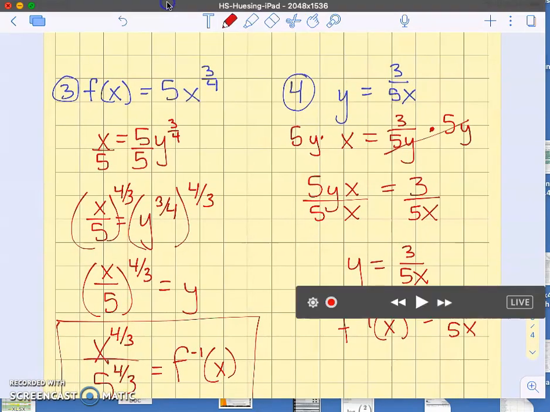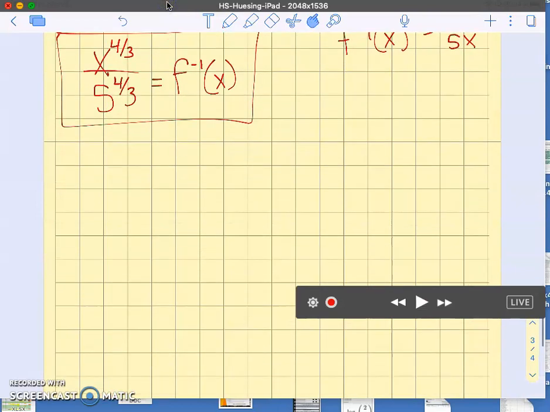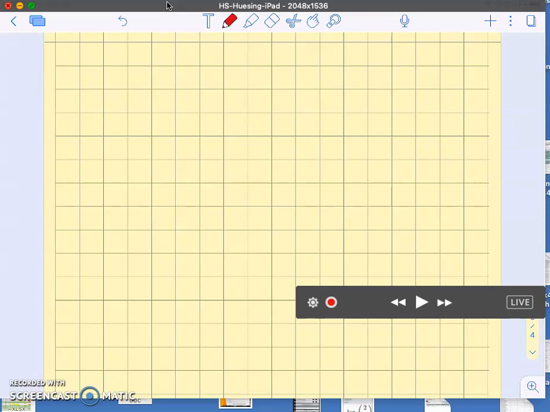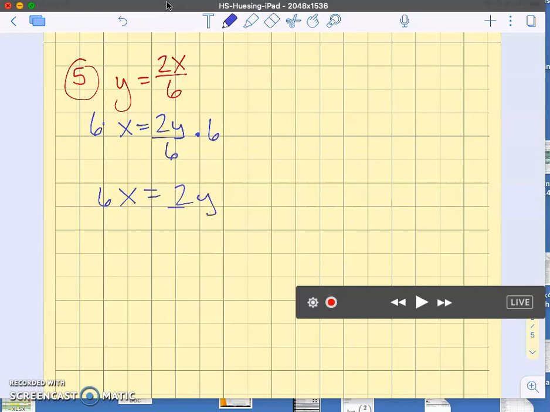Okay, so we're going to take a look at a couple more with fractions because that is not always the case. So the next one we're going to take a look at is y equals 2x over 6. So our first step, change the x and y. Okay, so solve for y. Times 6, times 6. So we have 6x equals 2y. Divide by 2, divide by 2. So we have 3x equals y. So 3x is equal to our inverse there.